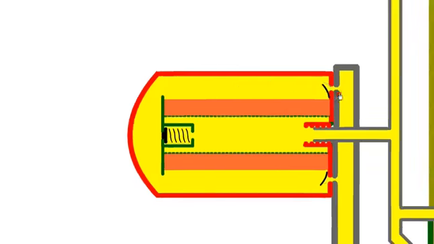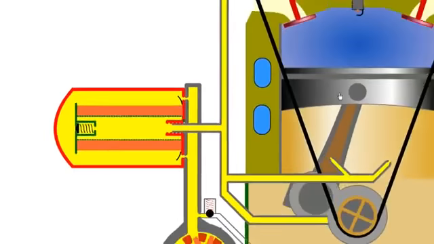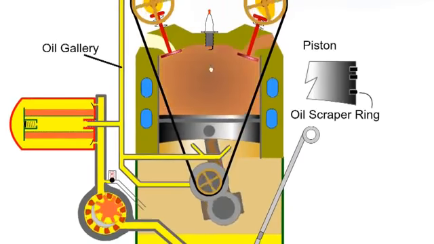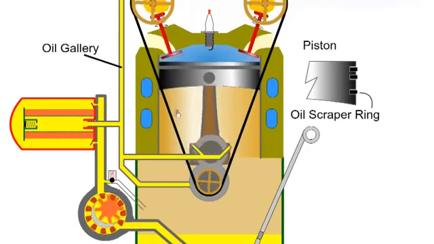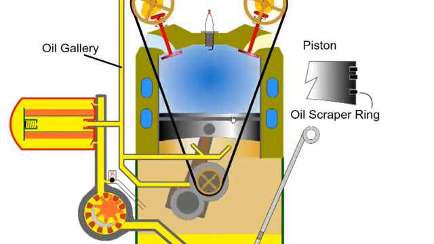The pump forces oil through the oil filter to the galleries and passages, which then distribute it to the crankshaft, connecting rod bearings and cylinder wall.